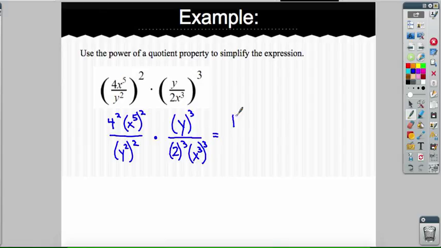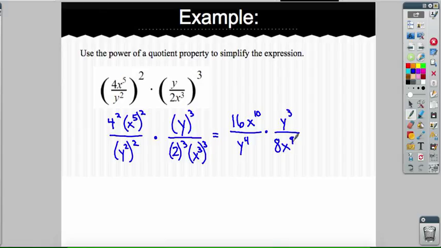And now I can go ahead and simplify a little bit further. I would have 16, 4 squared is 16, x to the 10th over y to the 4th times y to the 3rd over 2 cubed is 8 x to the 9th.